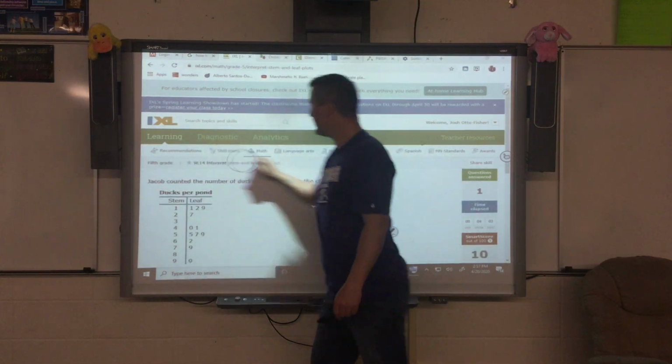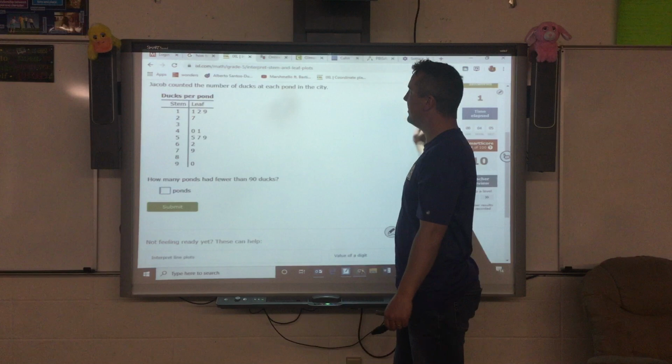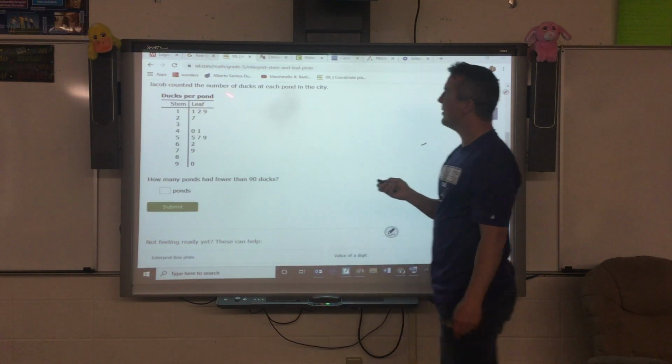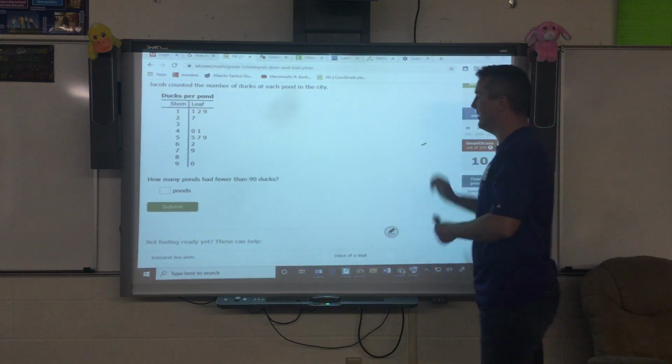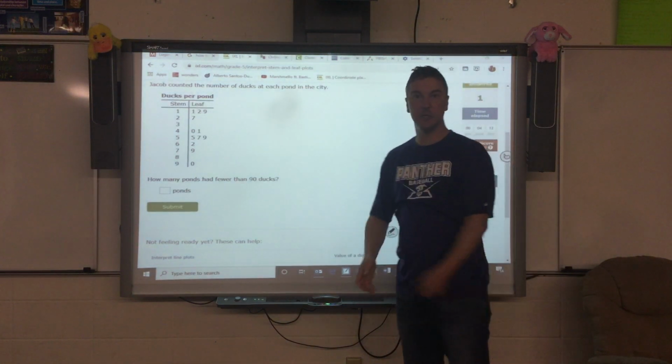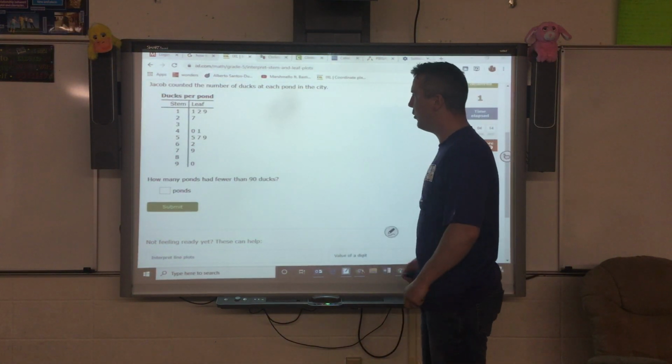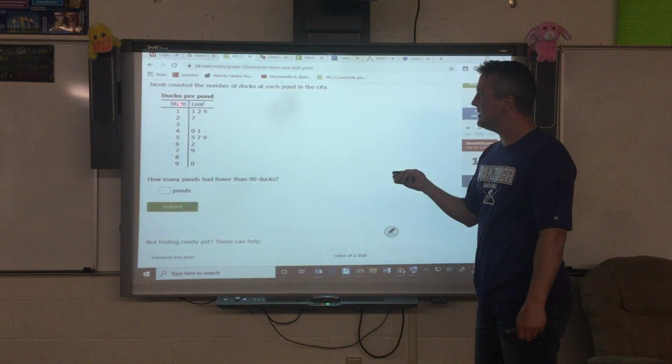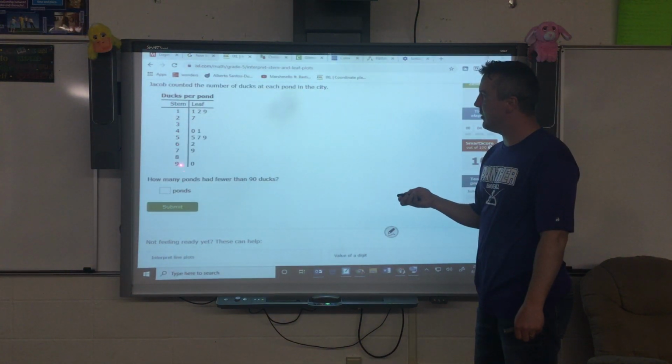And again, it's just a different way of having numbers represented here. So Jacob, you counted the number of ducks in each pond in the city. Count some ducks. Sounds good. Maybe he's a hunter. Maybe it's something like Colton would maybe do. So I look at these. It goes all the way from 1 all the way up to 9.